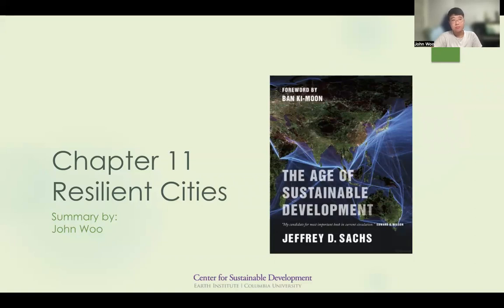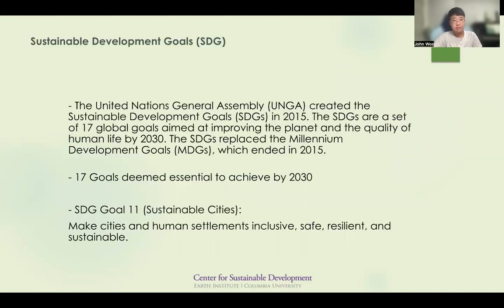Today, I'll be introducing Chapter 11 of Professor Jeffrey Sachs' book, The Age of Sustainable Development. Now, the 11th chapter is named Resilient Cities, but before I dig into the chapter itself, I'll first touch upon the Sustainable Development Goal that's related to it.